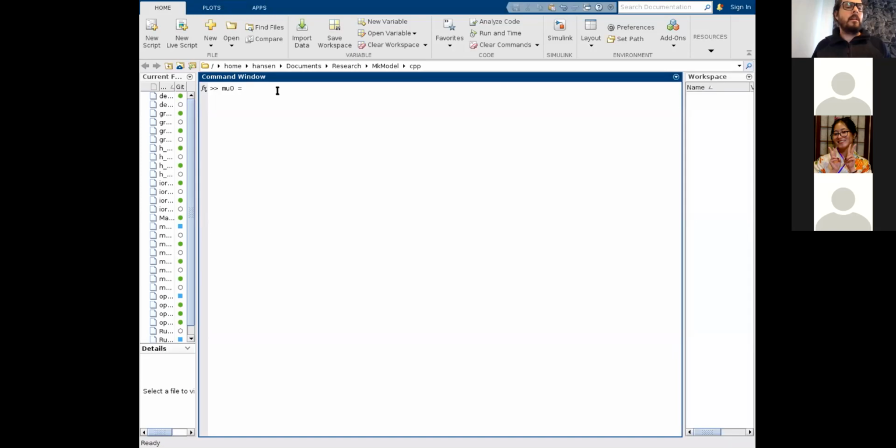So I'm going to start here with writing down the necessary variables. So the mu0, the null hypothesis states that the expected rainfall is 106.